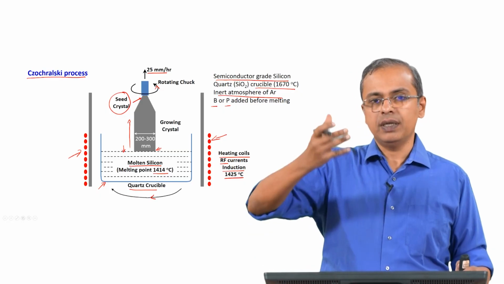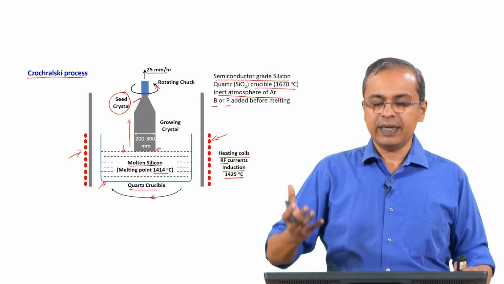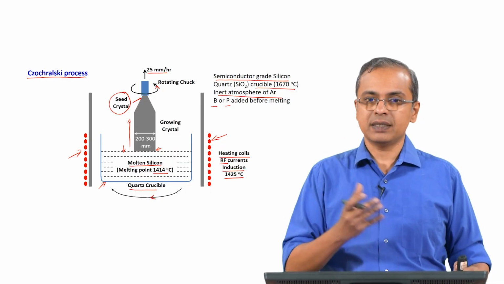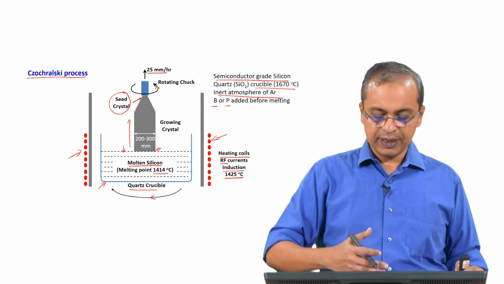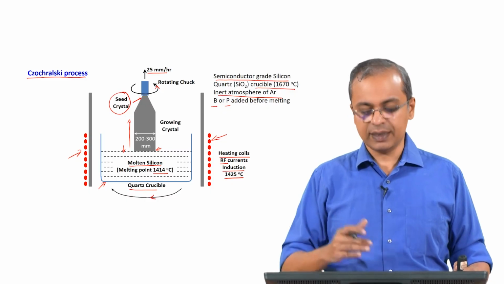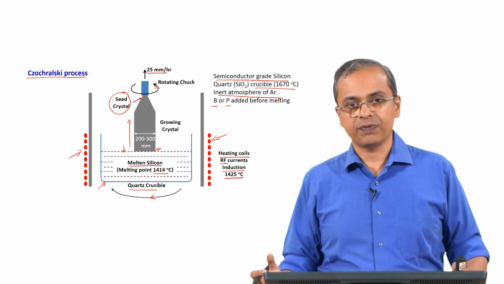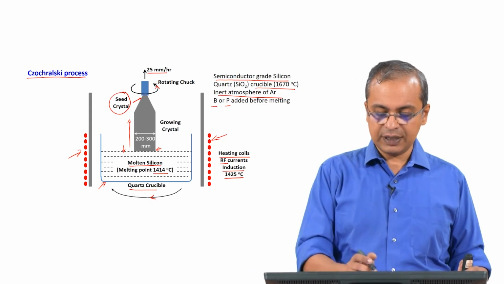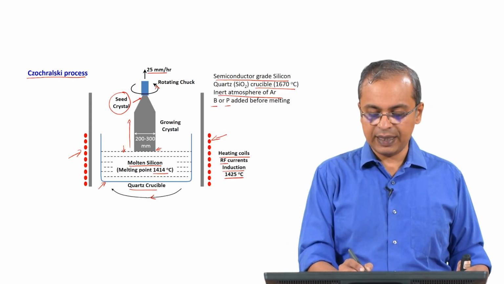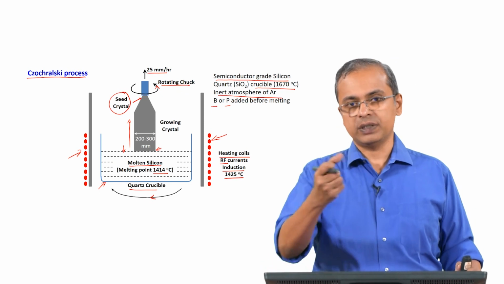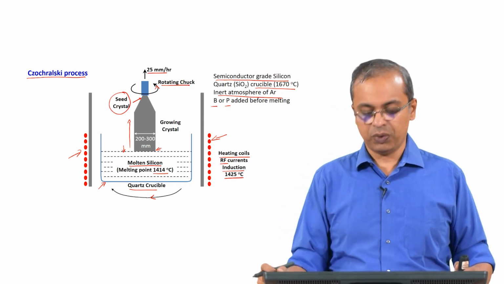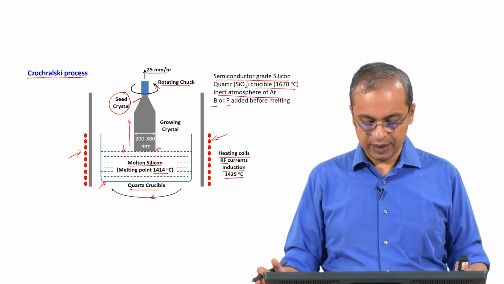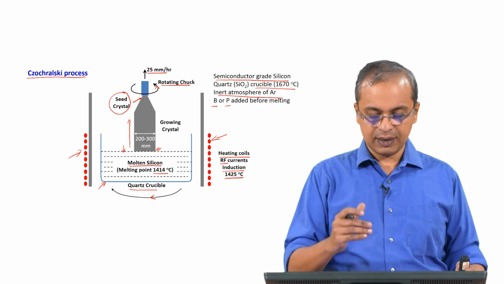As you keep pulling it out, more and more liquid keeps solidifying, and all the solidifying liquid forms a single crystal in line with the seed crystal. It continues to grow, and eventually you have a large single crystal, and you have essentially consumed all of the molten silicon that is present. We of course have some holder here which is referred to as a chuck, and the chuck holds that seed crystal, and it can be rotated.